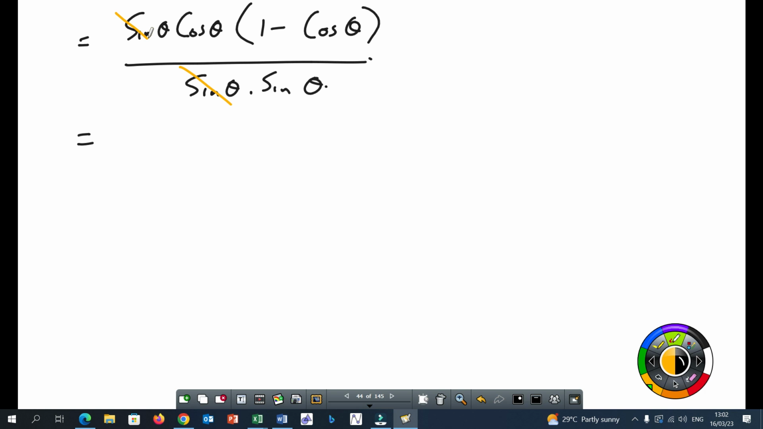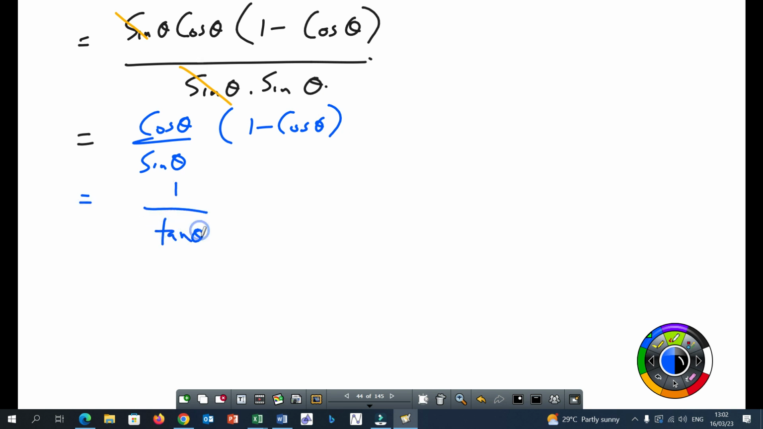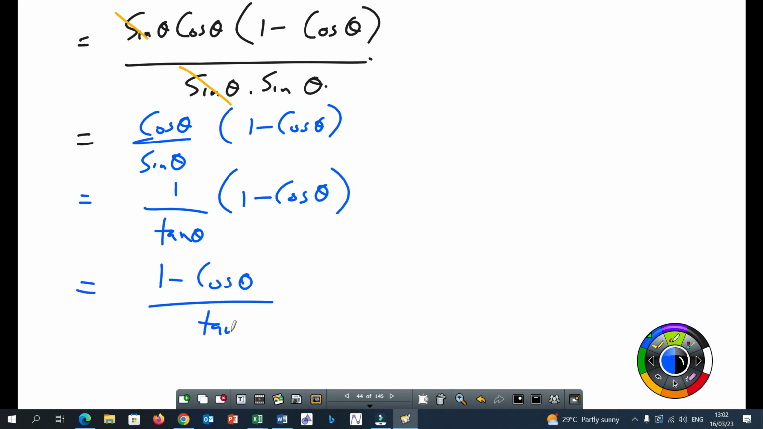It's very simple. Did you pay attention to what I did yesterday? I hope you are aware that cos theta over sine theta means 1 over tan theta, times 1 minus cos theta. And that will give you 1 minus cos theta over tan theta. So this is equal to the right hand side.